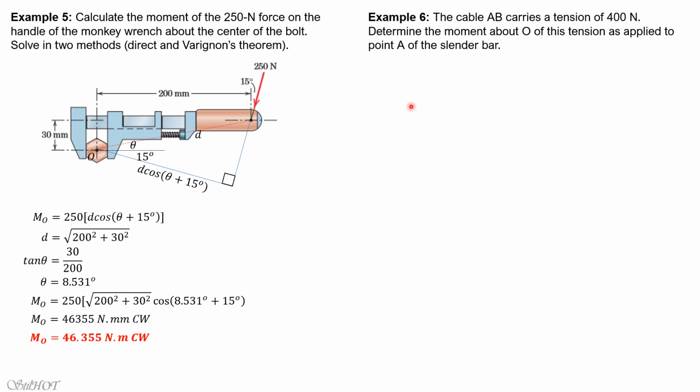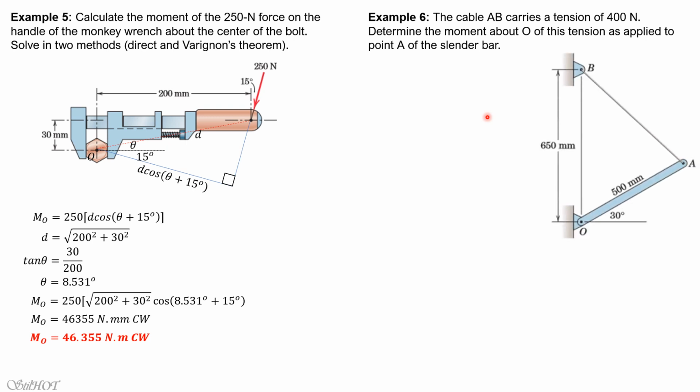Example 6. The cable AB carries a tension of 400 newtons. Determine the moment about O of this tension as applied to point A of the slender bar. We have an angle here of 30 degrees. If we draw a horizontal line here, then this angle is also 30 degrees. The length of this horizontal line from A is 500 cosine 30. And this is the tension force of magnitude 400. Remember, tension is away from the point of application.